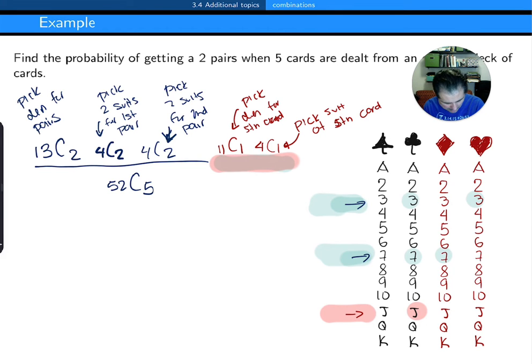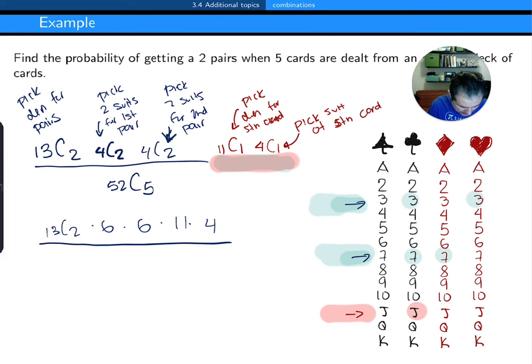Okay, so let's find the probability for this. A lot of these numbers are easy. The 13C2 is the only one I need to calculate, because 4C2 I know is 6. We did it before. 11C1 is 11, and 4C1 is 4. In fact, those two together are 44. So the only one I really need to do is 13C2, which is 13 times 12 divided by 2. So it's 13 times 6, which is not hard. I just want to say these are not hard numbers, though of course we do need to calculate the 52C5.